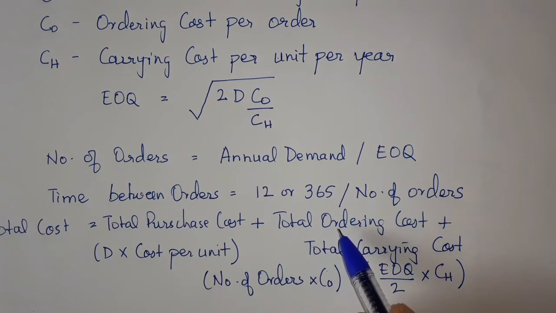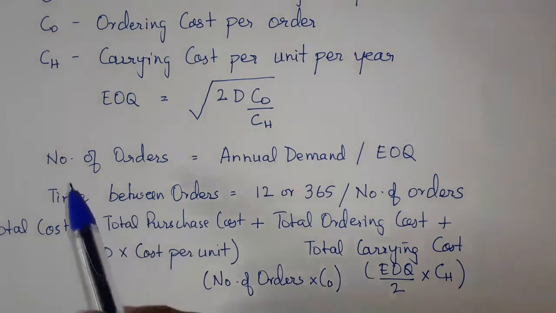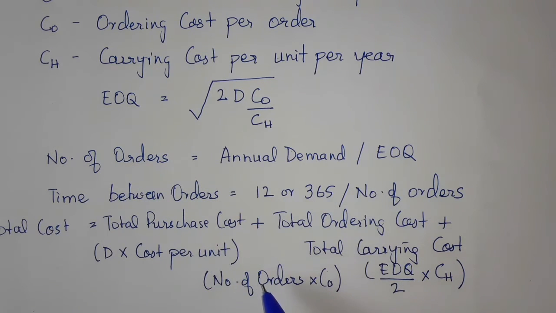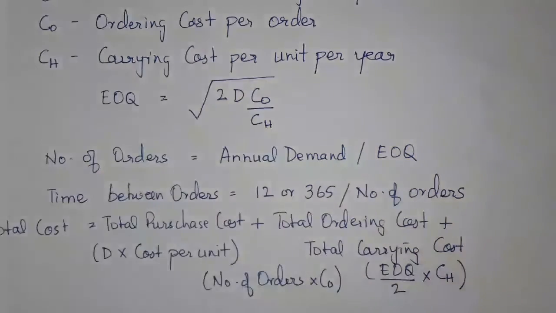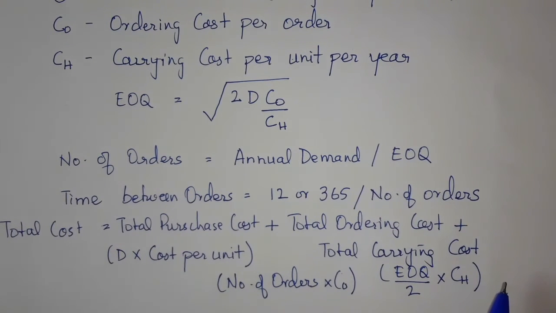To calculate the total ordering cost, it's very easy. You multiply number of orders, we have calculated number of orders here, by CO, ordering cost. And finally, to calculate the total carrying cost, the formula is EOQ divided by 2 multiplied by holding cost. So that will give you the carrying cost. And if you add these three terms together, that gives you the total cost. So we have completed this calculation of economic order quantity.